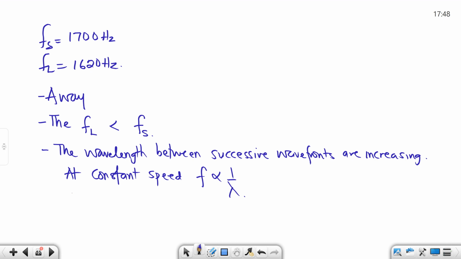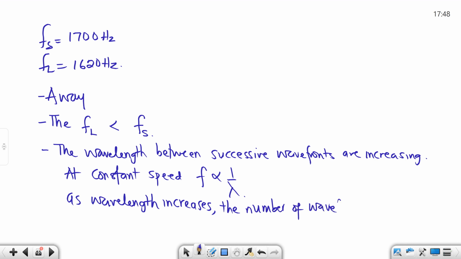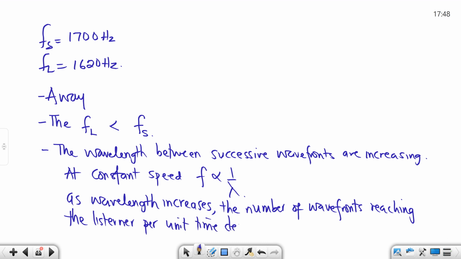So, as wavelength increases, the number of wavefronts reaching the listener per unit time decreases. Guys, this is the full detailed explanation of how that happens.